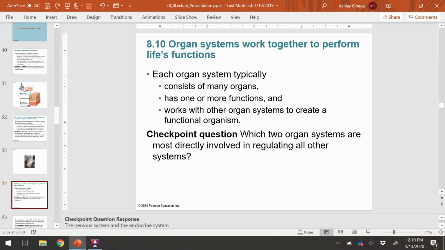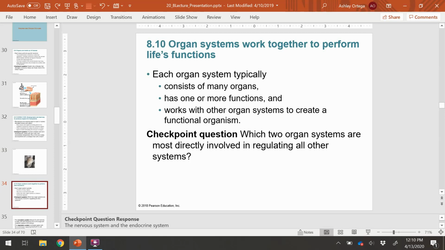So there are many applications, nonetheless. So looking at organs, though, each organ will work together for an organ system. Organ systems usually have many organs, one or more functions, and work together with other systems to make a functional organism.